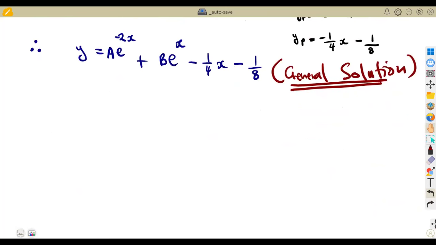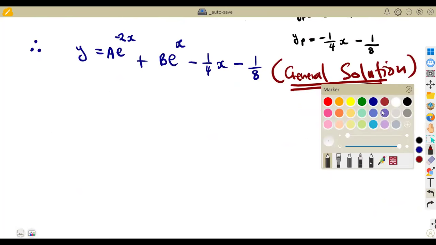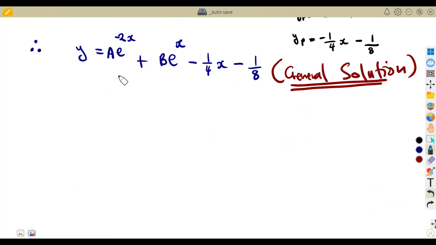So remember that we are given the information that we are supposed to find this A and B at a condition that Y must be equal to 1.